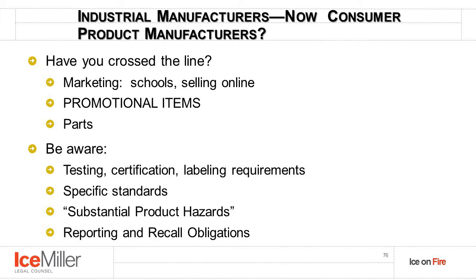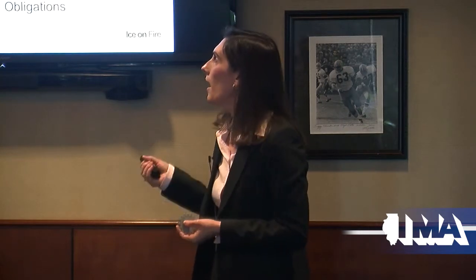Again, this is where your distribution chain and understanding the marketing of your product comes in handy. Are your products that are really supposed to be only for industry now being sold on Amazon? I've seen that, where, well, we only make this to be used in these types of employment situations. Well, I just pulled it up on Amazon. So now you're a consumer product because you're marketing direct to consumers.